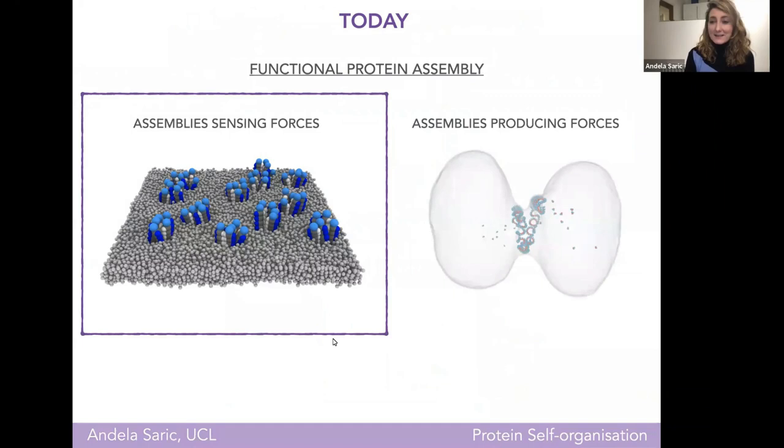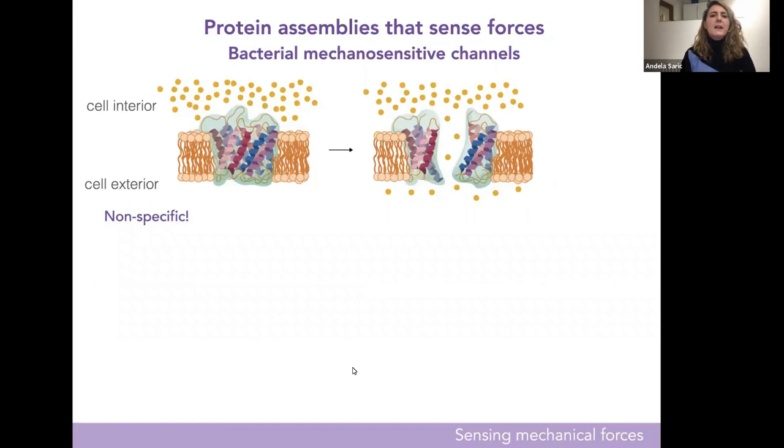And this is the first functional protein assembly example that we studied in the lab, where I decided that we should really move from pathological assembly, which is what we studied in the last 8 years, to something that produces useful work. And this seemed like the simplest place to start. So let me tell you a bit about these proteins that sense mechanical forces. Probably the simplest machines that sense mechanical forces are bacterial mechanosensitive channels. And I still find them quite fascinating, even though they're relatively simple in design.